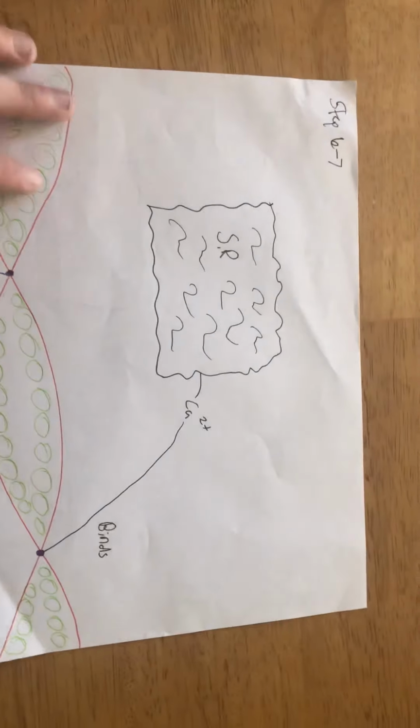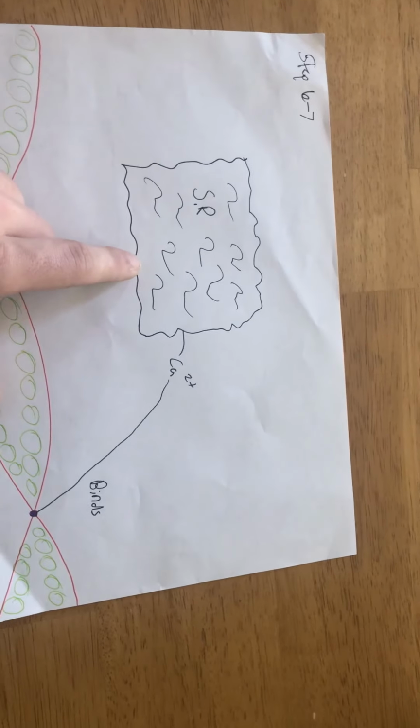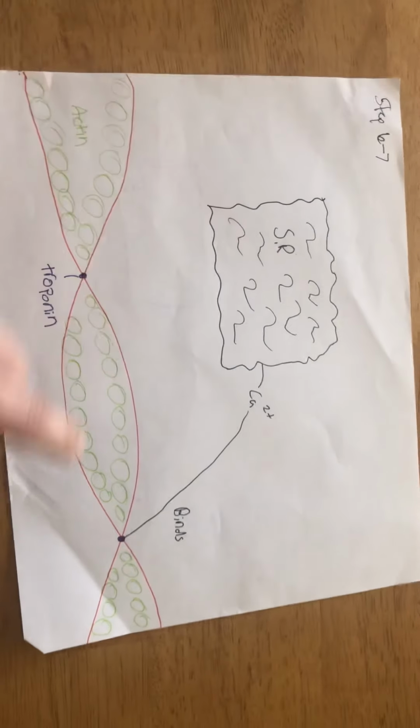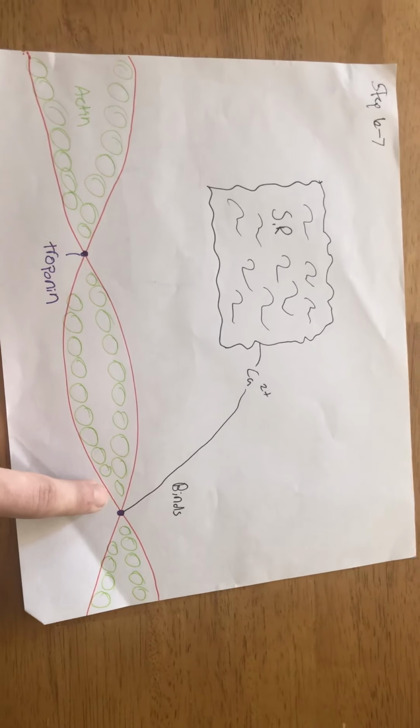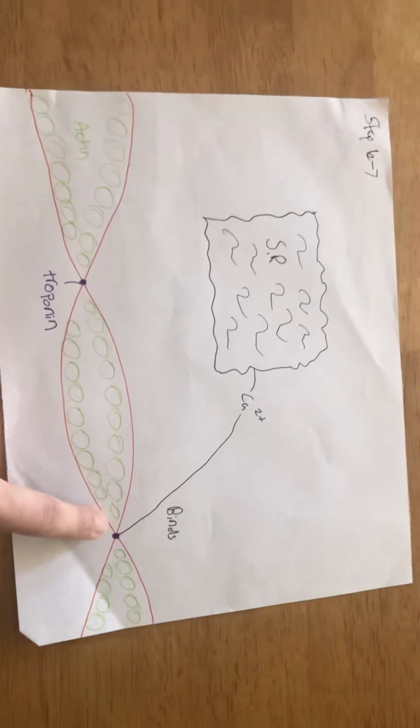Step 6 is going to be when calcium is released from the SR. And that's just what step 6 is. And then step 7 is when it binds to these things right here, which are called the troponin, and these are on the actin or thin filament, and that's what step 7 is.